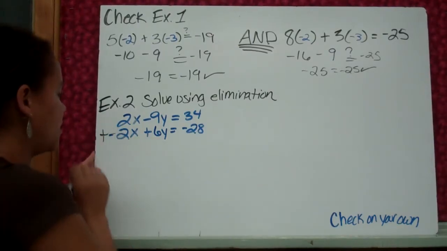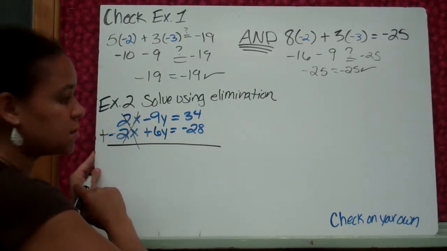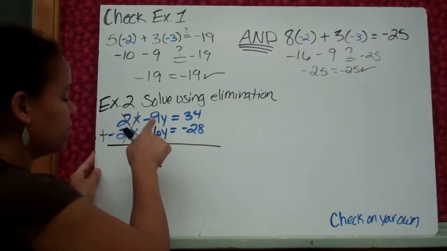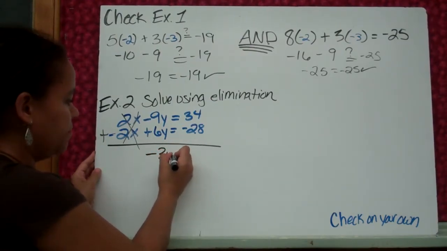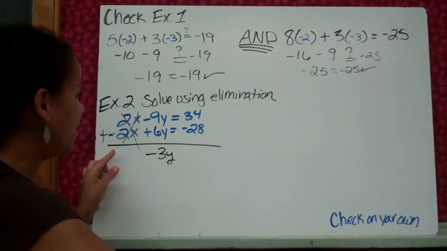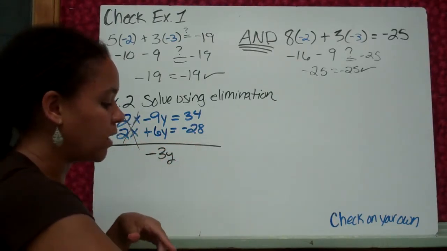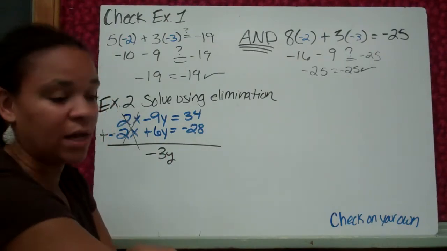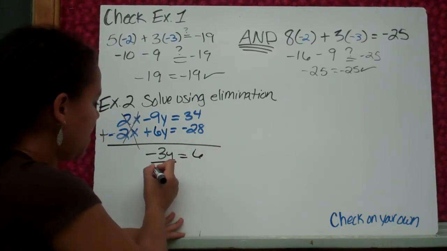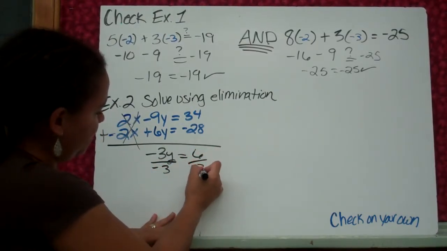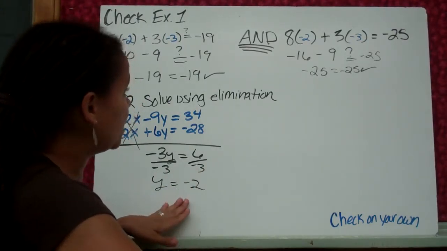I can just start adding them up. So these are going to cancel out. I've eliminated my x's. And then negative 9 plus 6 is going to be negative 3y. And then we're adding, so really you can write 34 plus negative 28, or 34 minus 28, either way is fine, and you'll get 6. Divide by negative 3, divide by negative 3, y is going to be equal to negative 2. So y is negative 2.